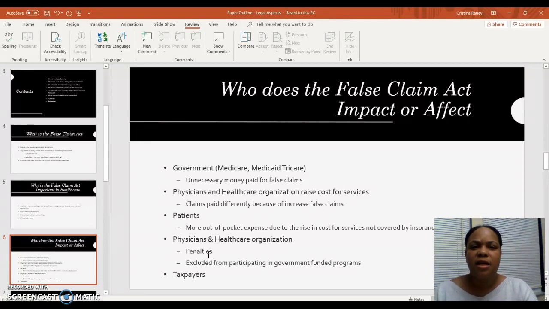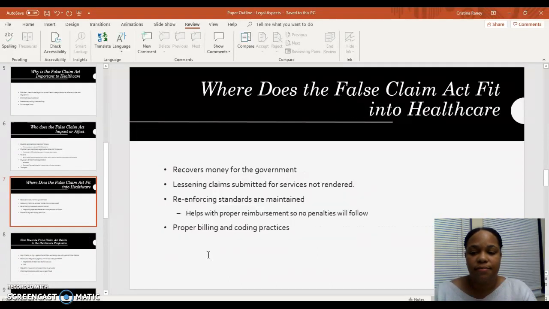And it also affects taxpayers because those programs are funded by our state and federal government. So when false claims are submitted, we taxpayers pay more taxes for those programs. So they're affected by that as well, because it's unnecessary money that's going out.